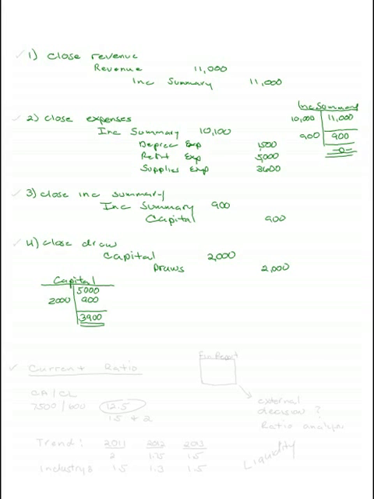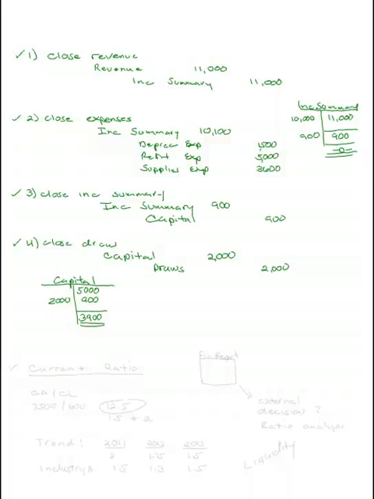We're now done with our closing entries. We closed revenue, we closed expenses, we closed income summary, and we closed draws. For some reason, students seem to have a hard time with closing entries on the final exam, so take a little time and make sure you understand the concept.